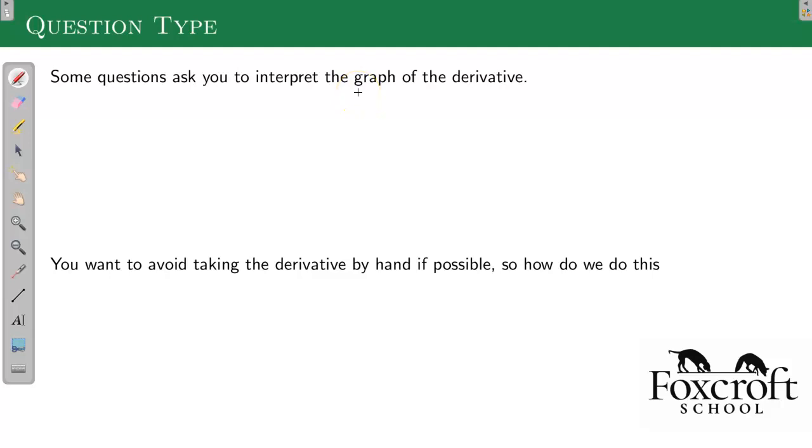If it asks when the original function is increasing, you need to find the derivative and figure out when the derivative is bigger than 0. So we need to look at the derivative graph to see when it's above the x-axis. Looking at the derivative graph is useful for certain questions. And again, you want to avoid taking the derivative by hand and then plugging in, because a lot of times, if they're putting it in the calculator section, it's a complicated derivative.